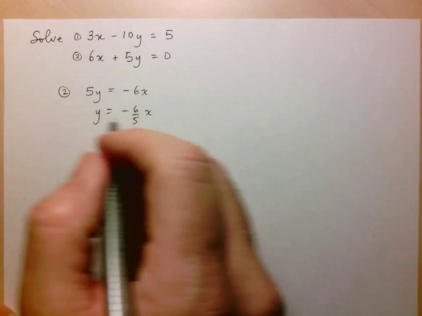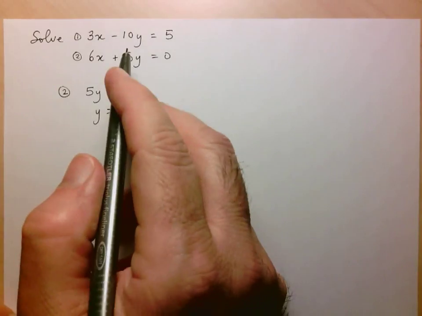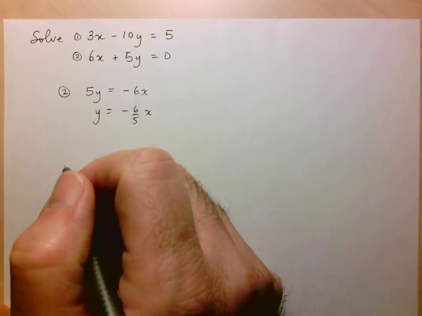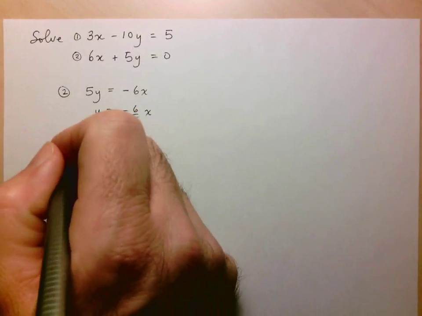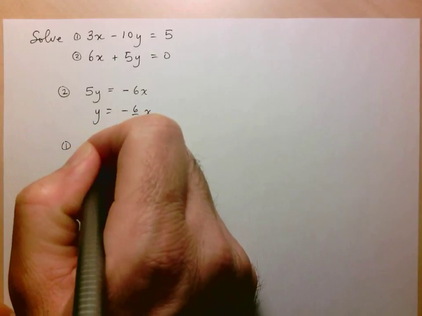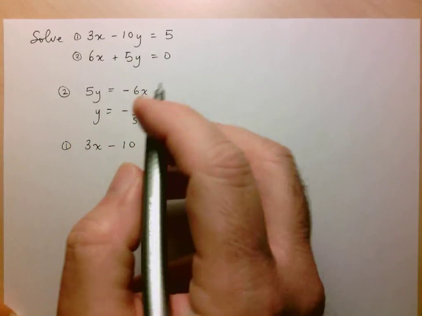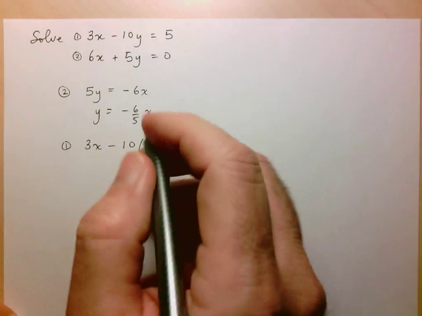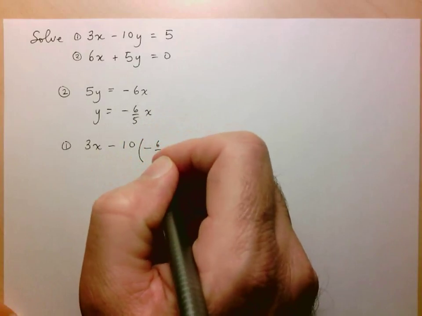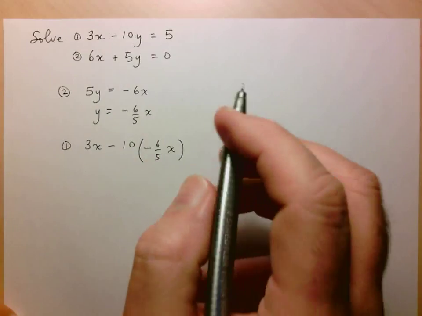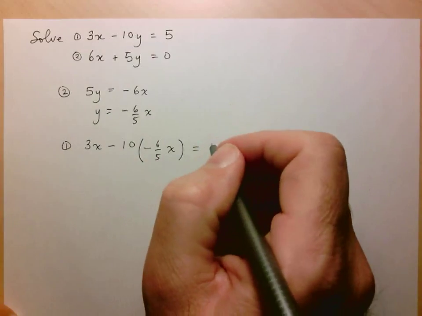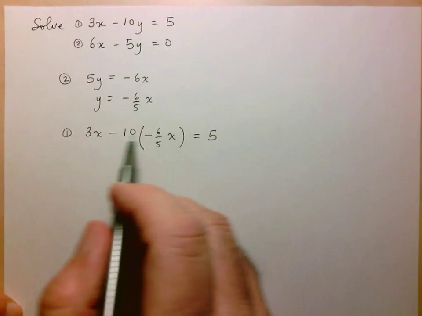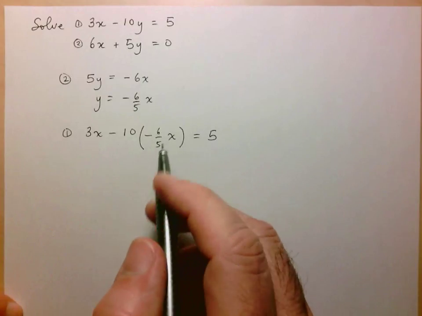Okay, so step 2 now is to look for y in the other equation and replace it by negative 6 over 5 x. So from equation 1, I've got 3x minus 10 times, well, wherever I see y, I can now substitute that with negative 6 over 5 x, and then here equals 5. And now, as before, I have an equation that has only one unknown, so now I can solve this.